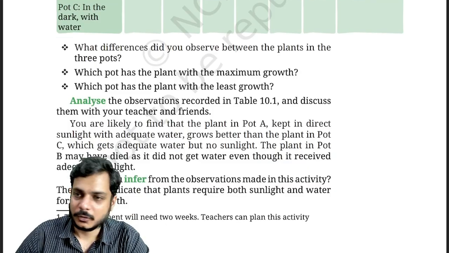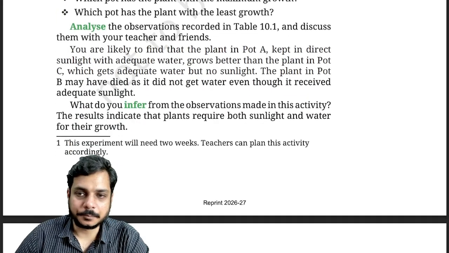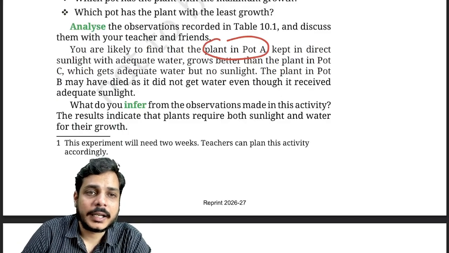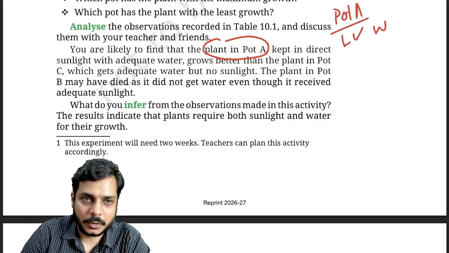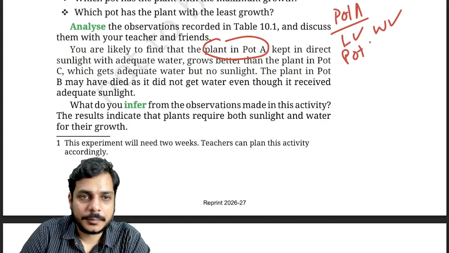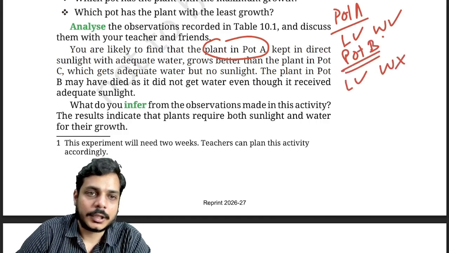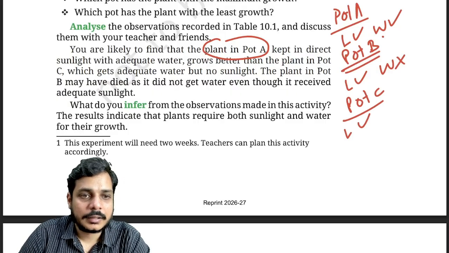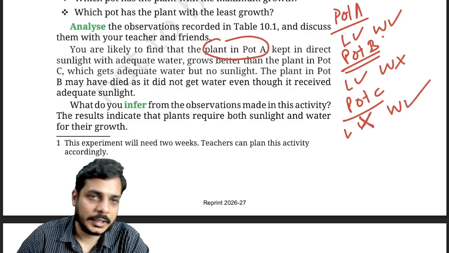So the result, we'll move finally to the result, is that you are likely to find that the plant in pot A. Let me write down what each pot is. Pot A contains both light as well as water. Pot B contains light but no water. Pot C does not contain light. It is dark and water is there. So let us see the results.